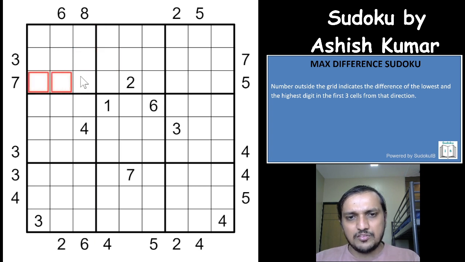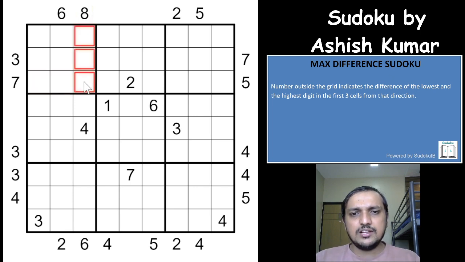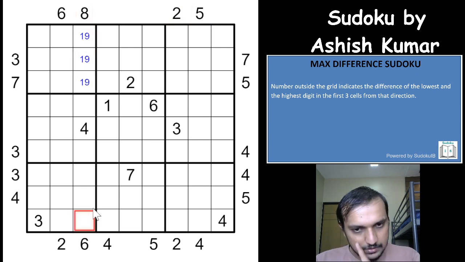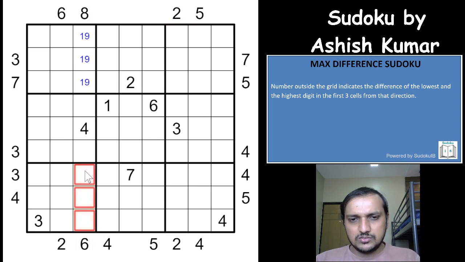So for example, if you have a 7, it can have a 1, 3 and 8, which means 8 minus 1 is 7. And for 8, there is only one possibility, 1 and 9 would have to be within these 3 cells, right? So it's nothing but the maximum difference within the first 3 cells in that direction. So for 8, it would have to be 1, 9. For the 6, there are 3 possibilities, 1 and 7, 2 and 8, and 3 and 9. So 9 is gone, 3 is gone, so it has to be 2 and 8 in any way.